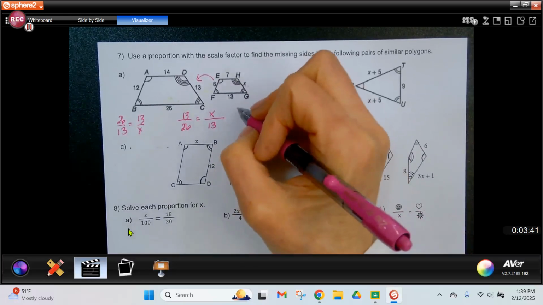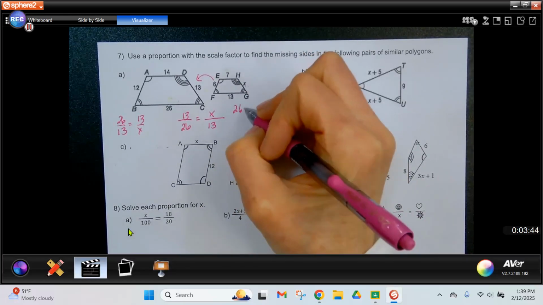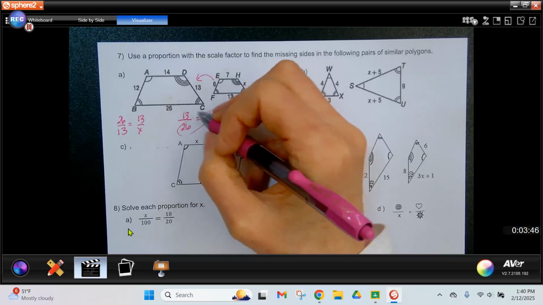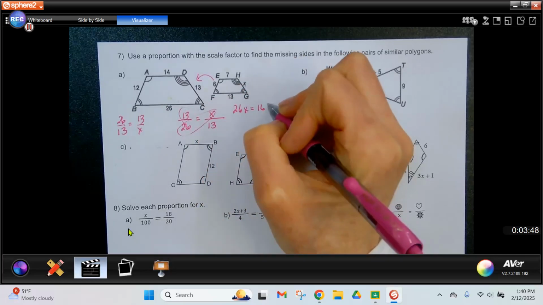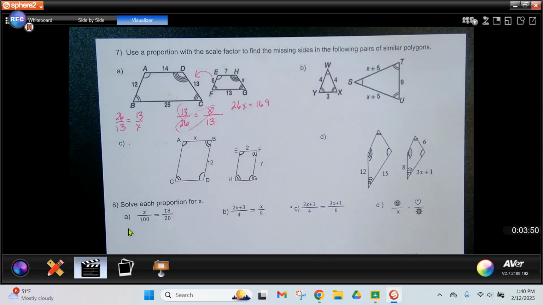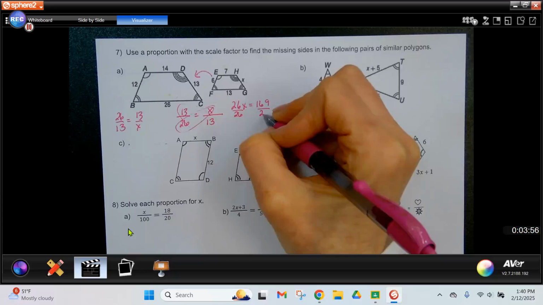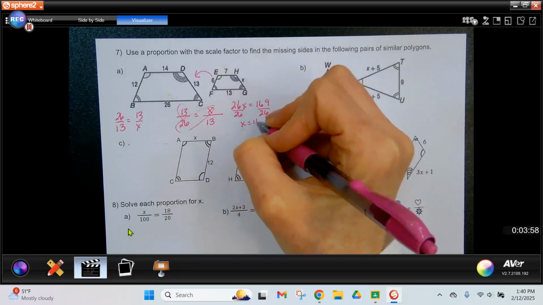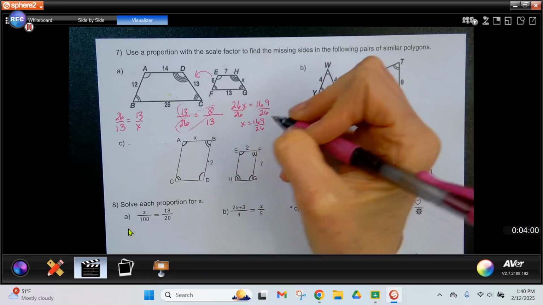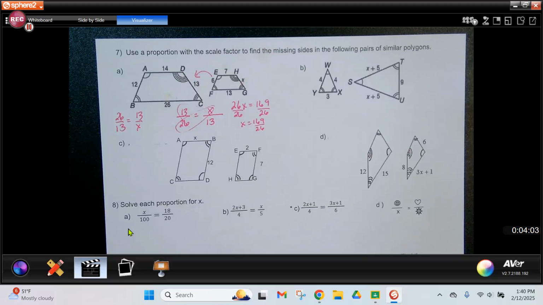Now I cross multiply and solve. So 26x equals 13 times 13, which is 169. I'm going to take 169 and divide it by 26. So x equals 169 divided by 26. Now I don't know if that's an even number, so I'm going to take a look on my calculator. And I get 6.5.